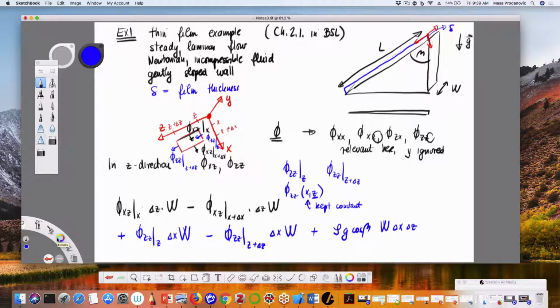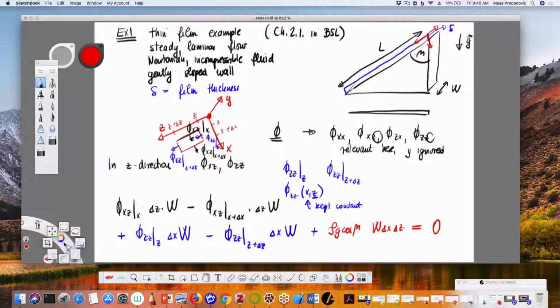Should have done it in a different color. Let me do it in a different color. Red. Rho g cosine beta. So that's the only body force I have here. Easy peasy. All of that at steady state has to be equal to 0. Most of our work is done posing the problem. Now it's cleaning it up.